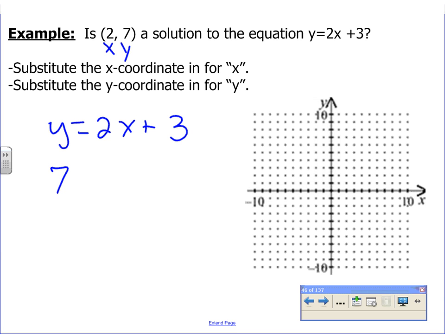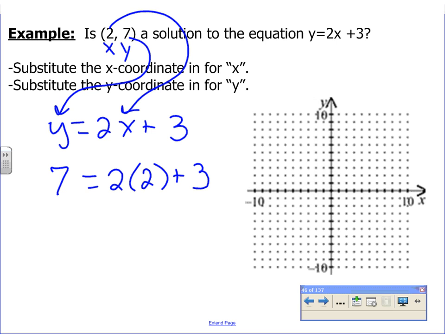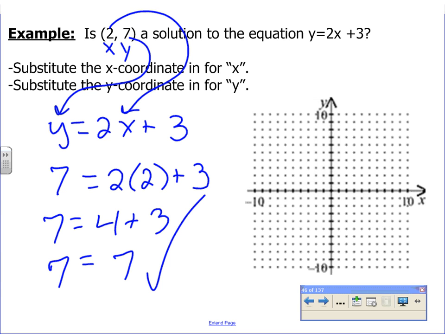The y is 7, so plug 7 in for y. 2 is x, so plug 2 in for x. So all we did was take the y, plug it in for y, take the x, plug it in for x. Like yesterday, using order of operations, let's simplify. 2 times 2 is 4. Rewrite your plus 3. 4 plus 3 is 7. So does 7 equal 7? Yeah. So I'm going to put a check mark.